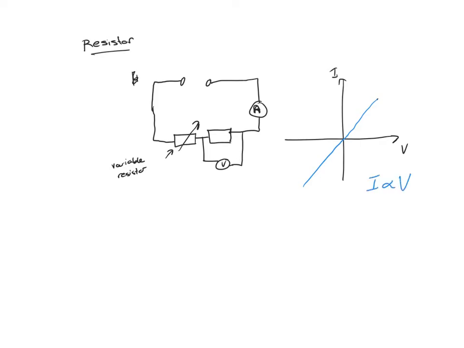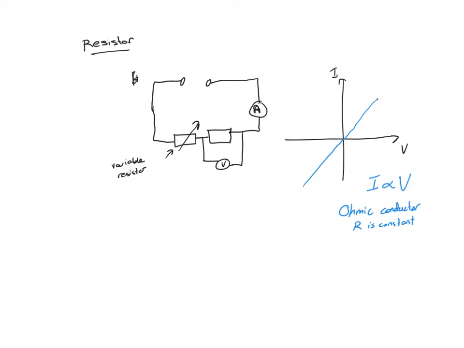We call these type of components ohmic conductors. So that's what we meant by ohmic conductors before, because it follows Ohm's law, so it obeys Ohm's law. So that means that the resistance is constant. So these are the important parts of this.